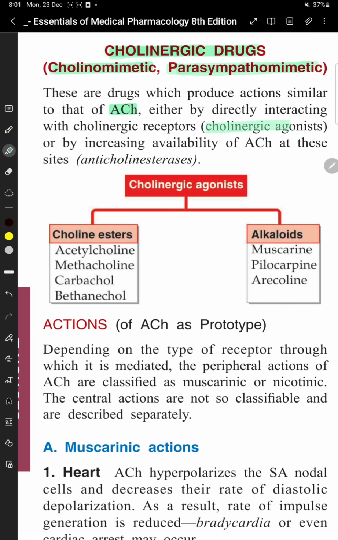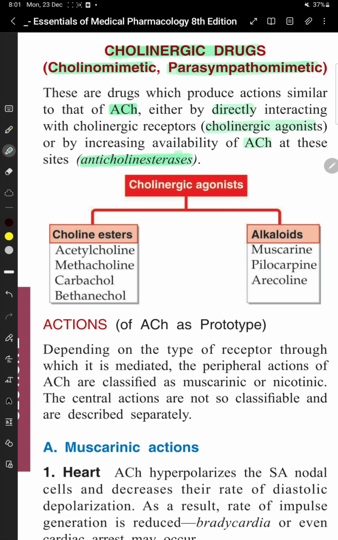First is cholinergic agonist. Cholinergic agonists will directly interact with the cholinergic receptors. Second is anticholinesterases. There is an enzyme, acetylcholinesterase, which degrades acetylcholine. These drugs, known as anticholinesterases, will block that enzyme acetylcholinesterase, and so acetylcholine will not be degraded, and thus the availability of acetylcholine will increase.